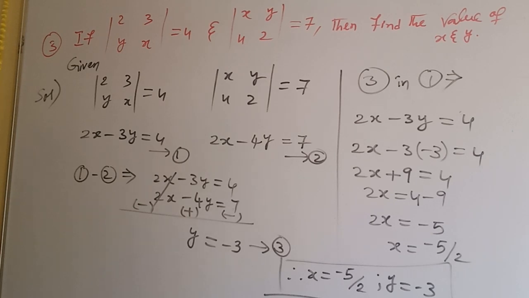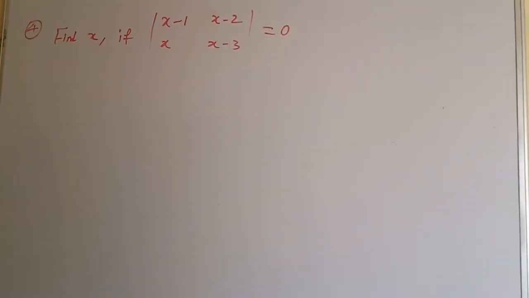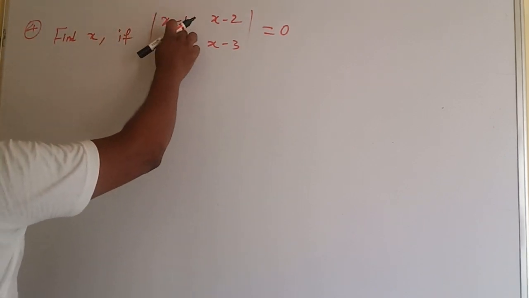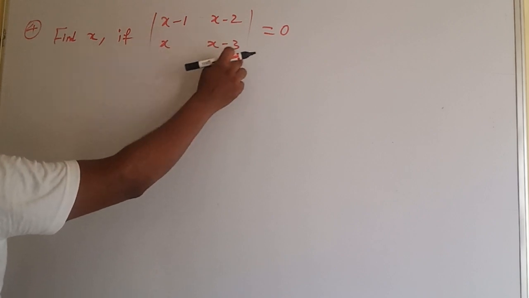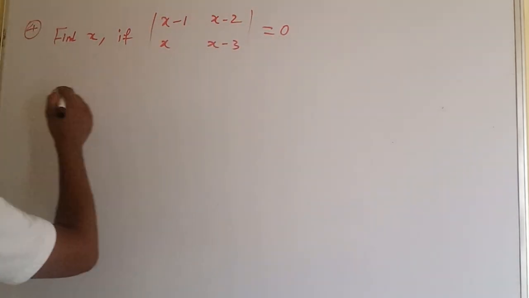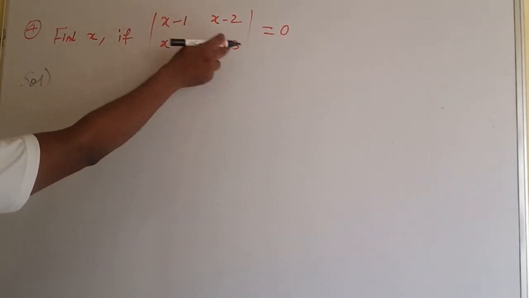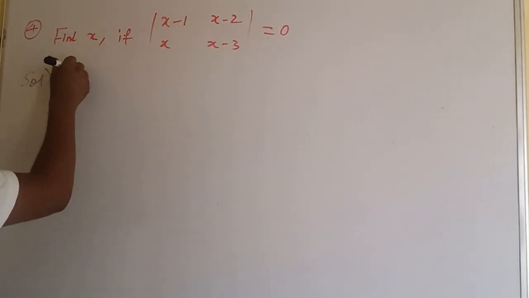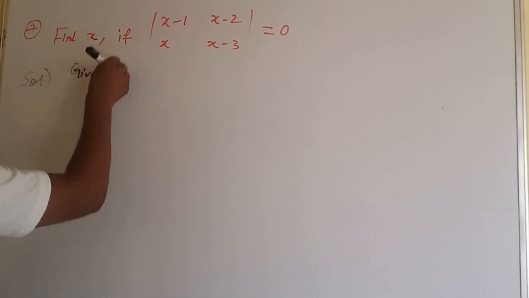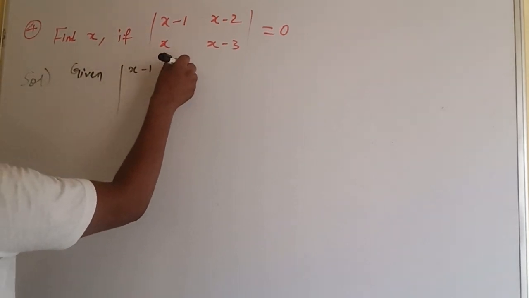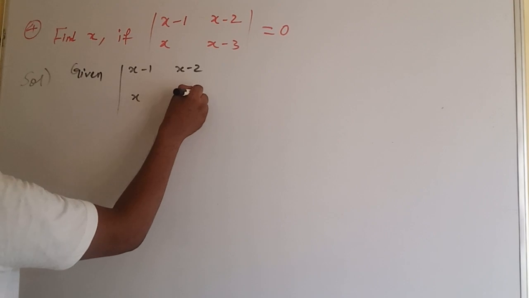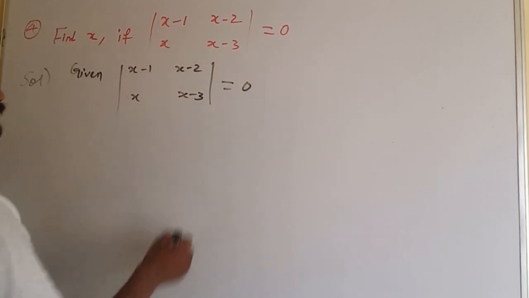So let's move on to the fourth question. Solution for this 4. Find x if the determinant of x minus 1, x, x minus 2, x minus 3 is equal to 0. Very simple again. So your solution first. Let me write: given the determinant x minus 1, x, x minus 2, x minus 3 is equal to 0.